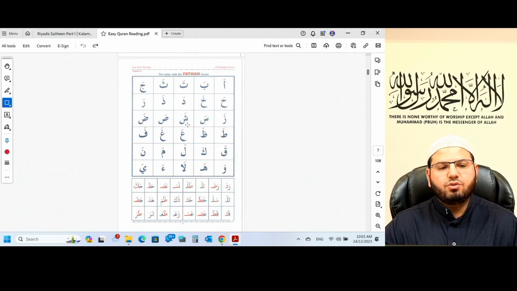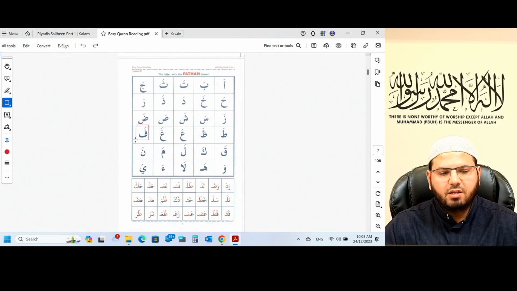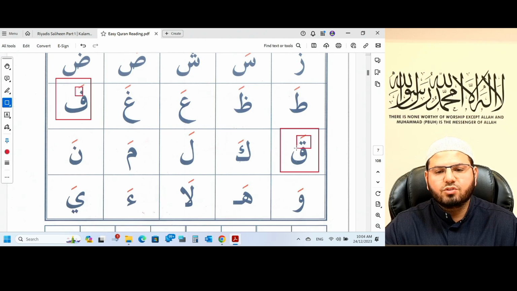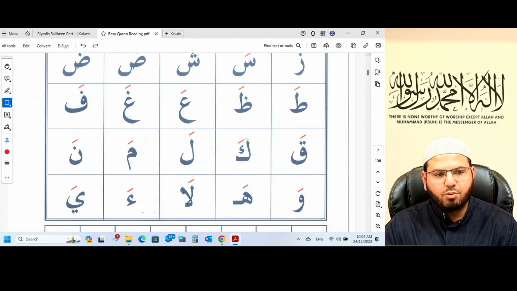Okay, let us continue with the new family. This family looks the same. What is the difference between this letter and that letter? You will see this is one letter with one dot and this one has two dots. How do we differentiate between the two sounds? It is very important to memorize the sounds.